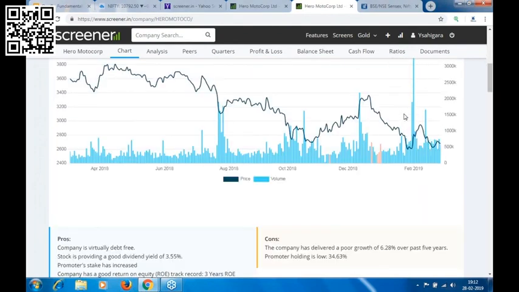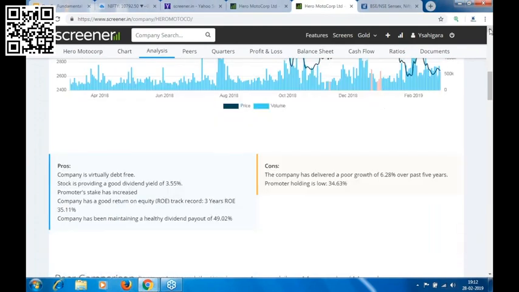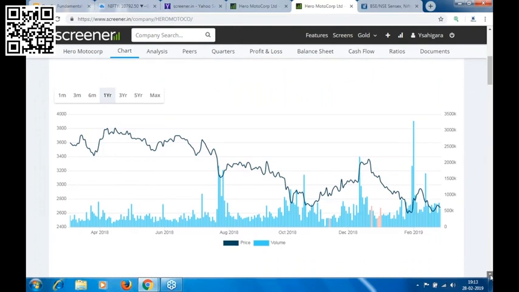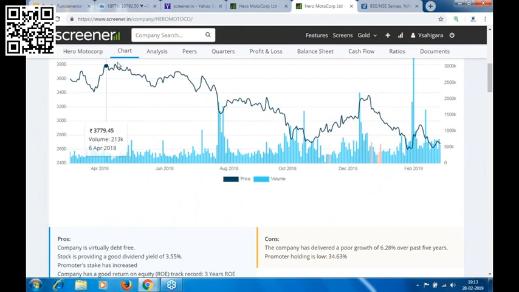Now if you see the graph over here, this is the last 1 year's graph, and it looks as if Hero MotoCorp is in a downtrend from the past 1 year. If you see, the stock is continuously making lower highs.